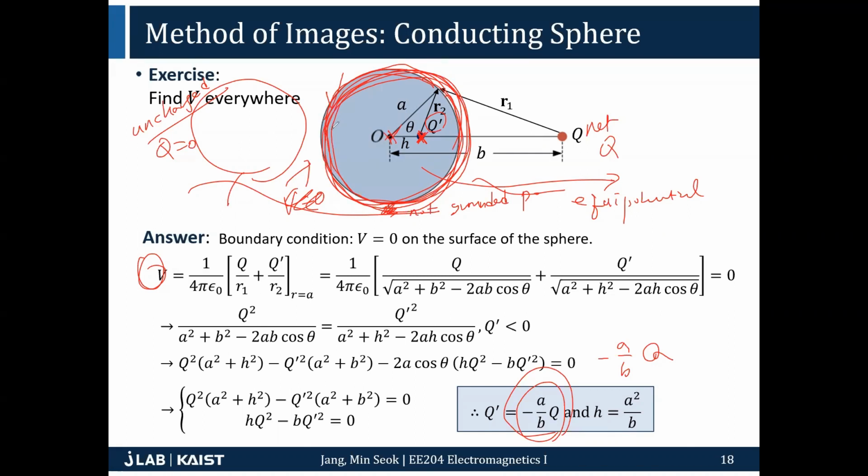So as Park Se-hoon said, and many other people said, we can put minus Q prime at the origin. Then the net charge of the sphere becomes 0, and then everything's happy. The boundary condition is now satisfied again, right? So this is how you treat this type of problem.